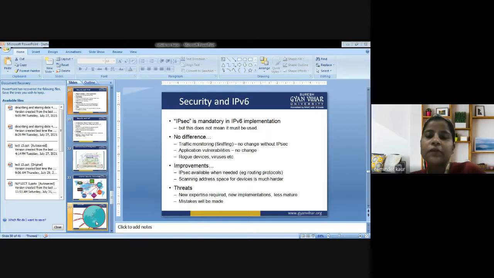Next, there are certain amendments, IP security available when needed, for example routing protocol. In addition, scanning address space for devices is much harder. In addition, there are threats: new expertise required, new implementation, less mature, mistakes will be made.